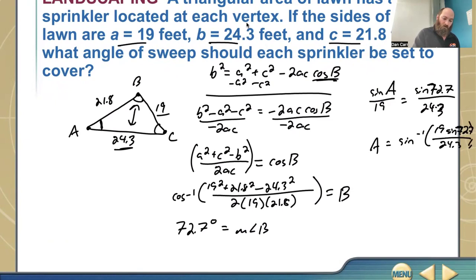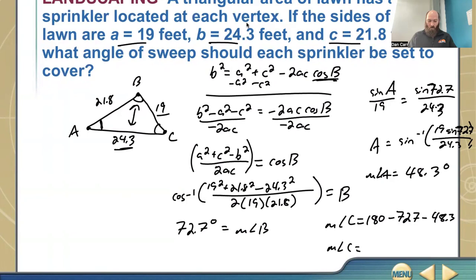So plugging that in real quick, that will be 19 times the sine of that divided by 24.3, and I get 48.3 degrees there. And then for my final angle, I'll just do the 180. So the measure of angle C is equal to 180 minus 72.7 minus 48.3. So 180 minus both of those. And I get 58, technically 0.0 degrees there.